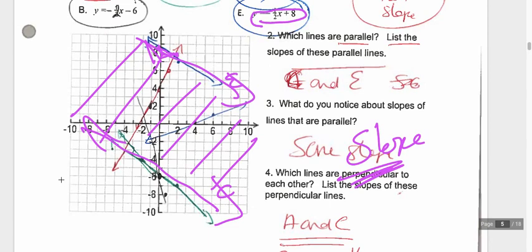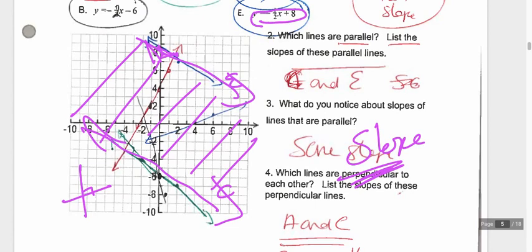They have different y-intercepts, right? Because this guy's up here and this guy's down there. But if they have the same slopes, they're parallel. Perpendicular lines meet at a 90-degree angle. So, for example, our x and y axis meet at a 90-degree angle. But some of these lines would also meet at a 90-degree angle.